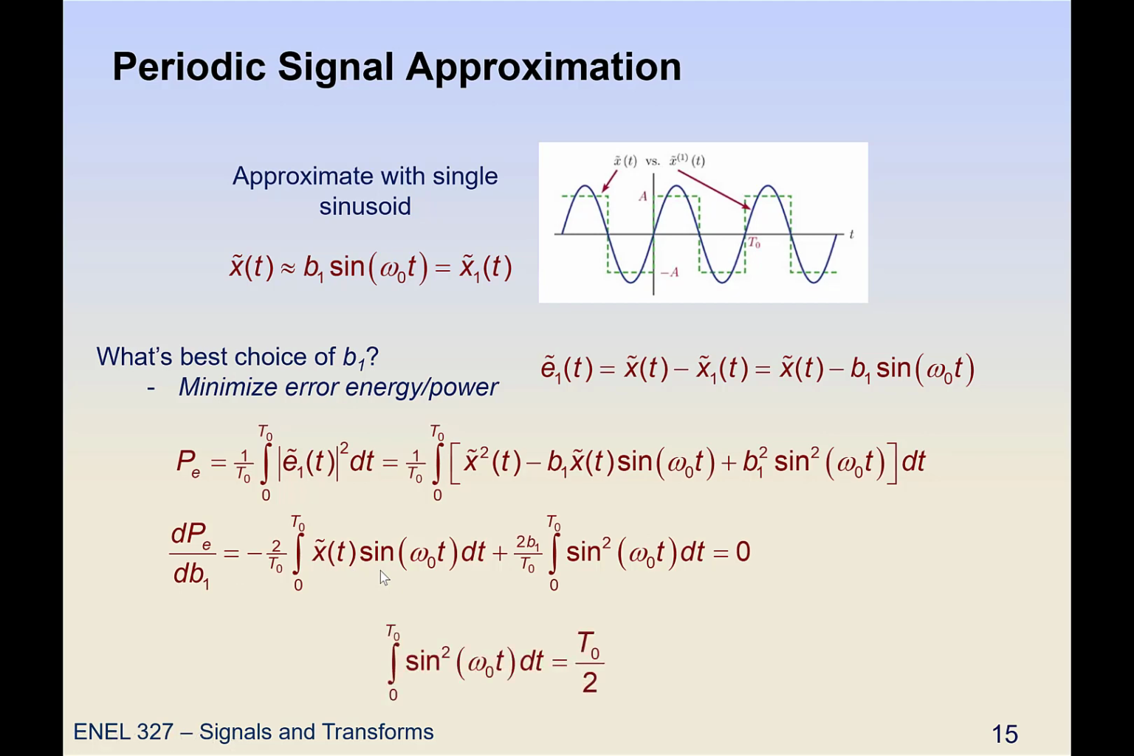And we know that the integral of sine squared, sorry, if I have 1 over t0, then that's the power in a sinusoid, and that's just 1 over 2. But we know that that integral is given by that. And then if we solve for b1, notice this is the only term that depends on b1. If we solve for b1, we come up with an expression that looks like that. And note that if we think back to the concept of inner product or dot product, this just looks like the projection of x onto sine omega naught t, or that first basis function.